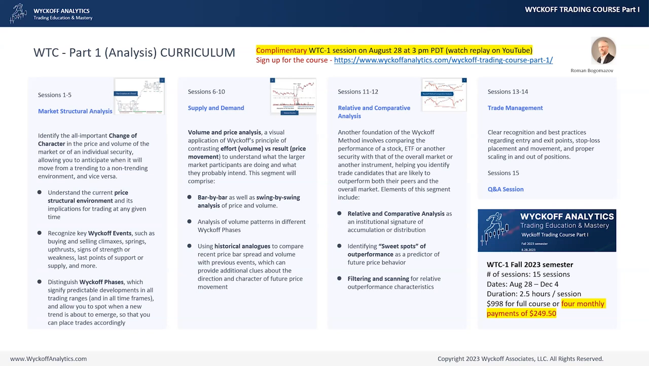Where do we open the position? Where do we place the original stop loss? How do we move it? Where do we add? Where do we trim? Where do we exit? What is the size appropriate at different places and spots? All of that is discussed in all of those 15 sessions.